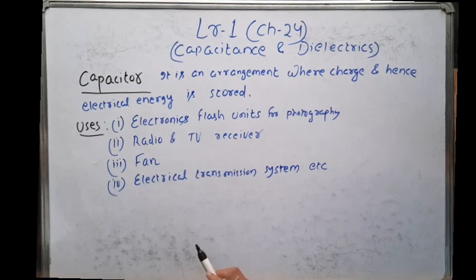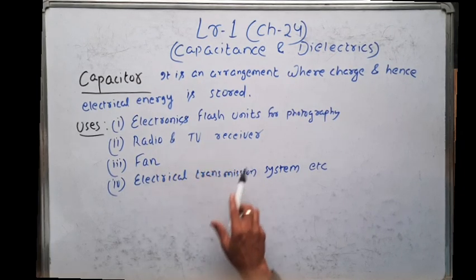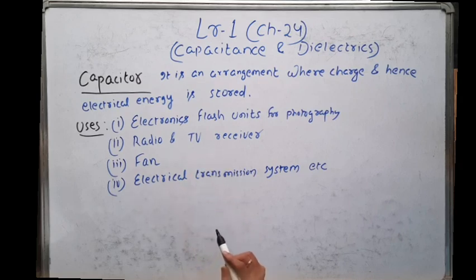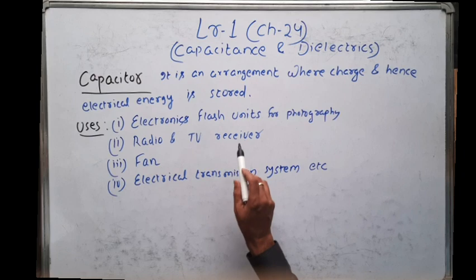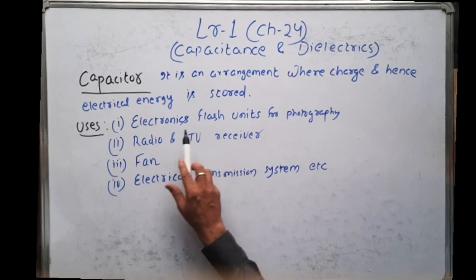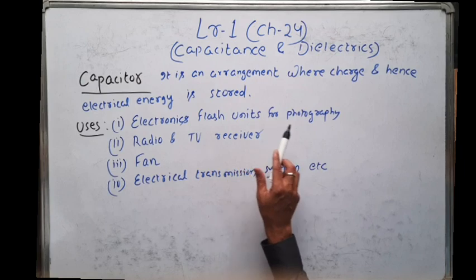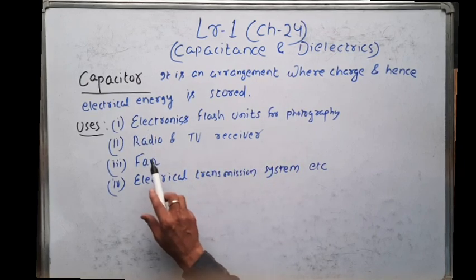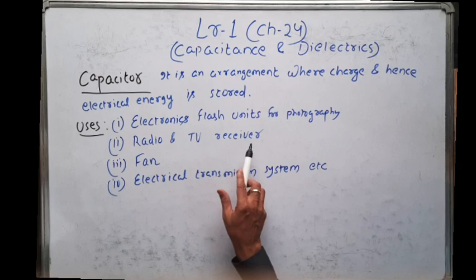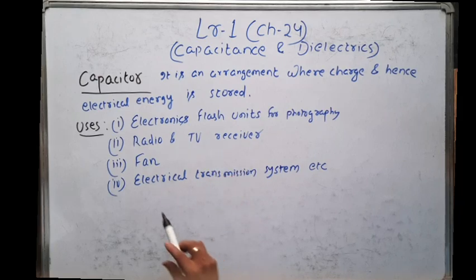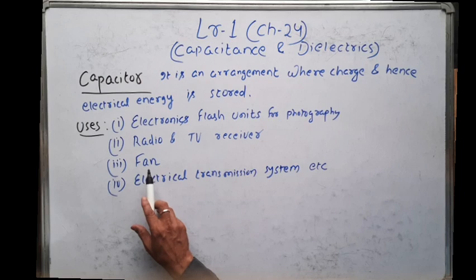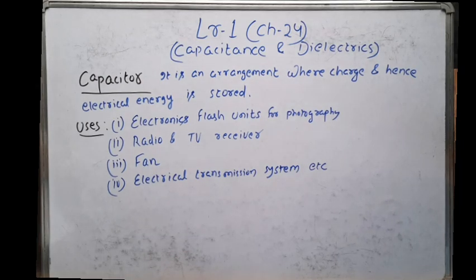And what is the use of these capacitors? So capacitors are used in various fields. In your mobile there is a camera, and in that camera there is a flash unit. In that electronic flash unit we use a capacitor. In the radio and television receiver also we are using a capacitor. And in your house, in the fan, there is a capacitor. The capacitor gives the instantaneous charge at the time of starting. Okay. So now, in the electrical transmission system, we use capacitance.